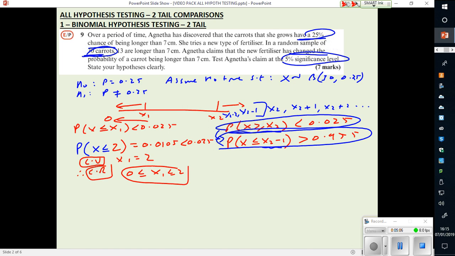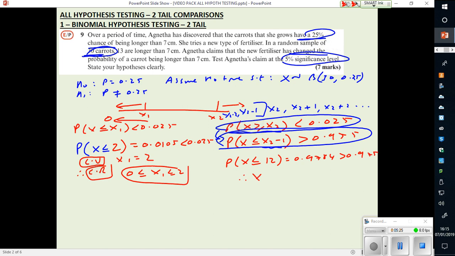Now we just need to do the second side. So we go to our list again and we're looking for the first value which is bigger than 0.975. So that looks like 12. So P(X less than or equal to 12), I write what it equals to, and that is bigger than 0.975.